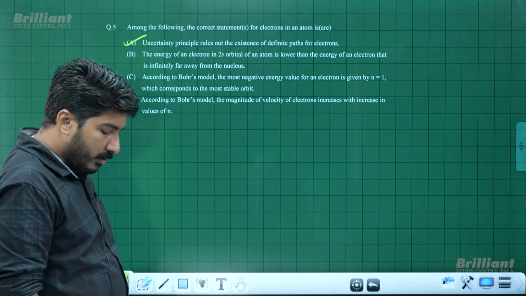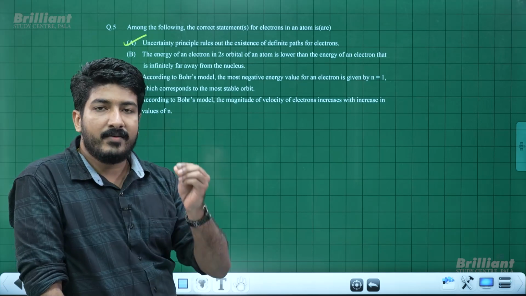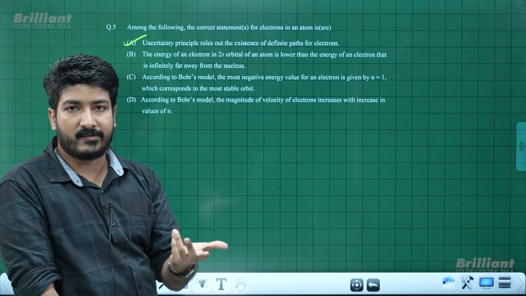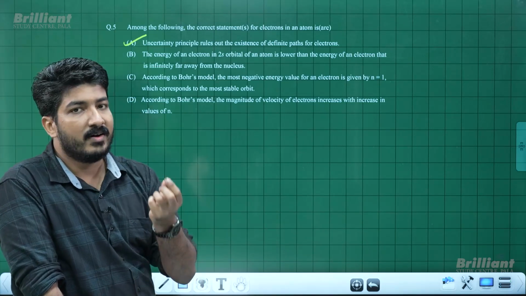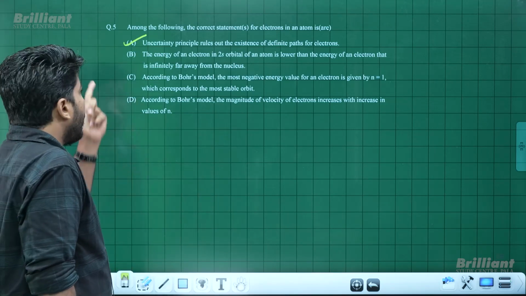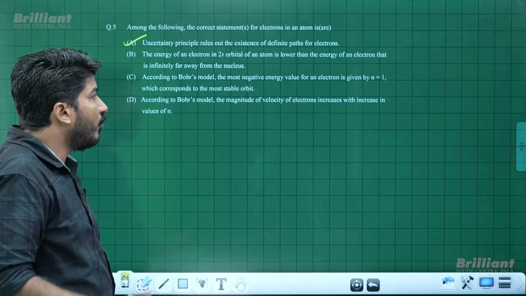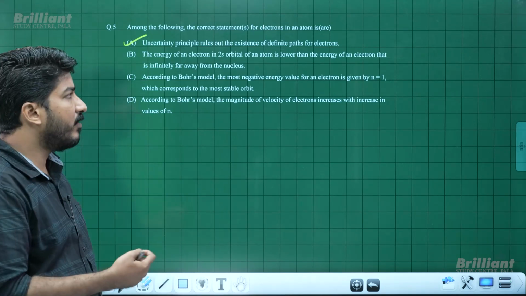So we cannot have exact values of position and velocity, or position and momentum, for an electron, right? For any object, and it is particularly significant for microscopic objects like electrons. So that is true. Now, the energy of an electron in a 2s orbital of an atom is lower than the energy of an electron that is infinitely far away. Okay, that is also true.